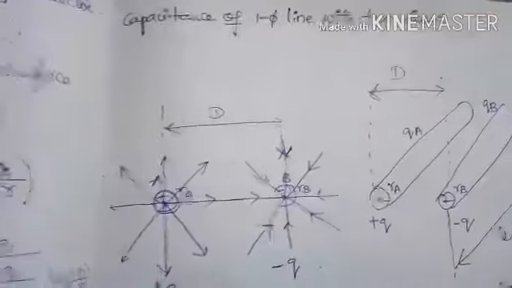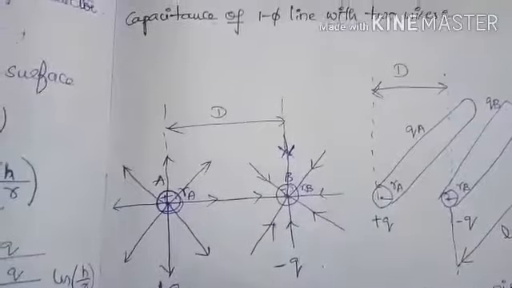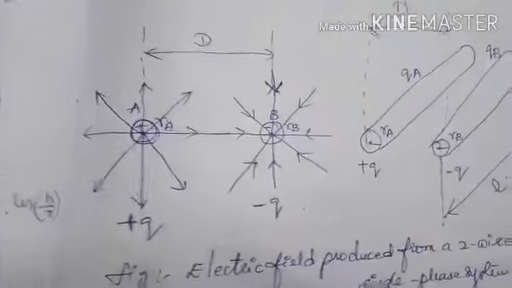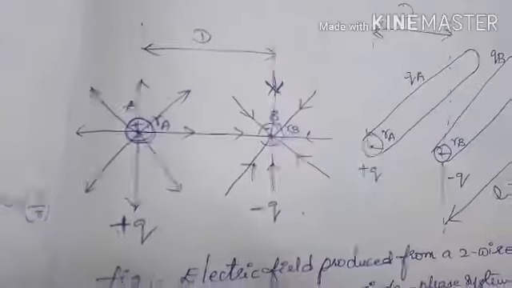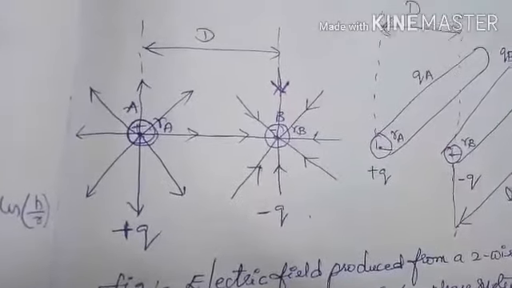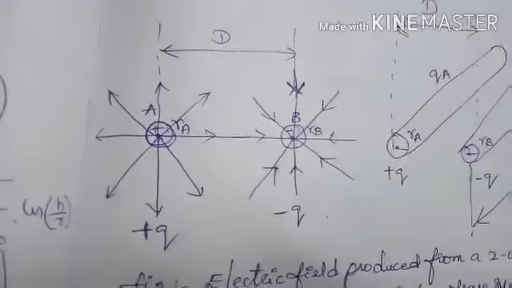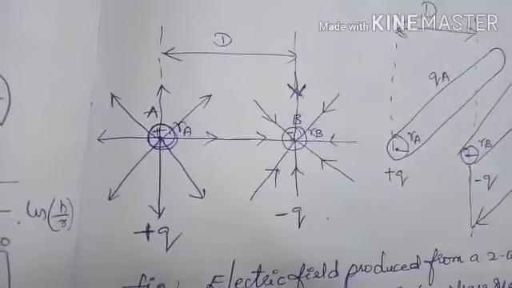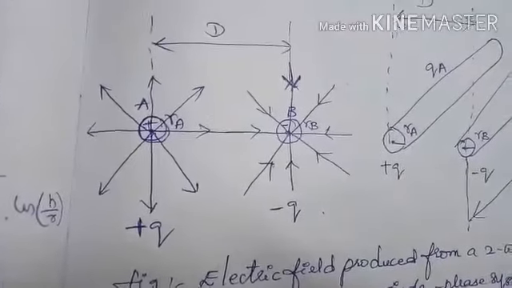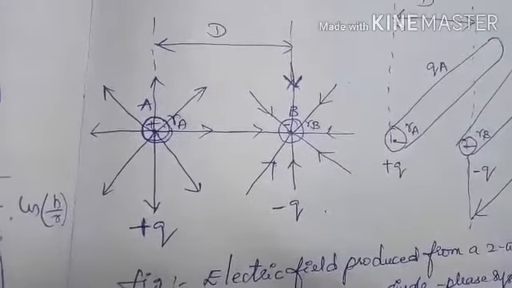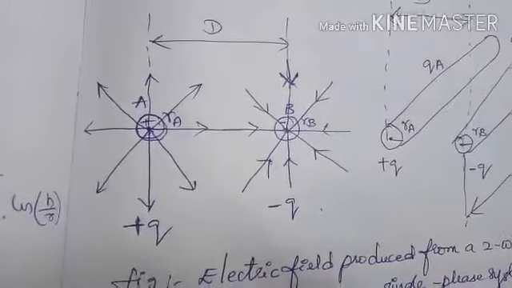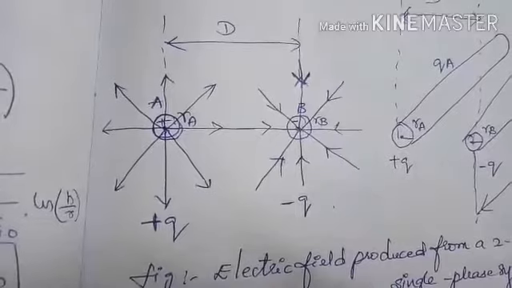Now coming to the capacitance of a single phase line with a two wire system. This is a representation of the electric field produced from a two wire system in a single phase system. Here we are considering a two wire single phase line with conductors A and B, where conductor A has radius RA and the second conductor has radius RB.